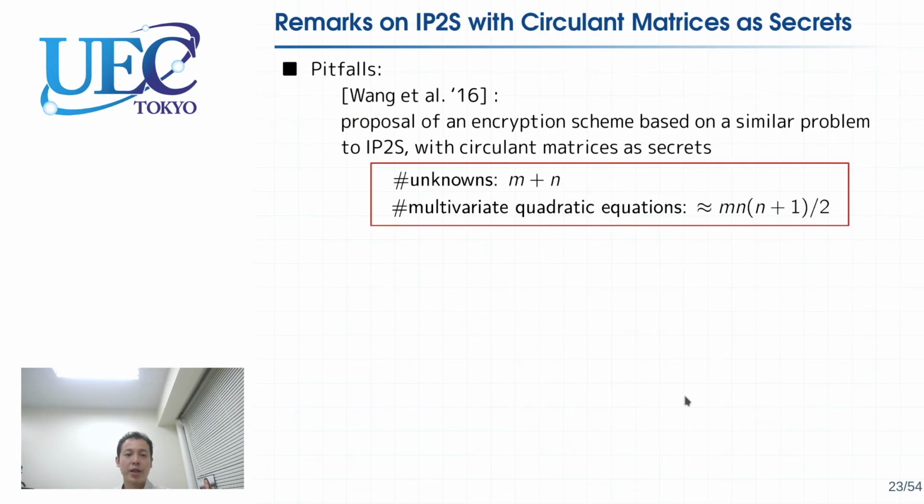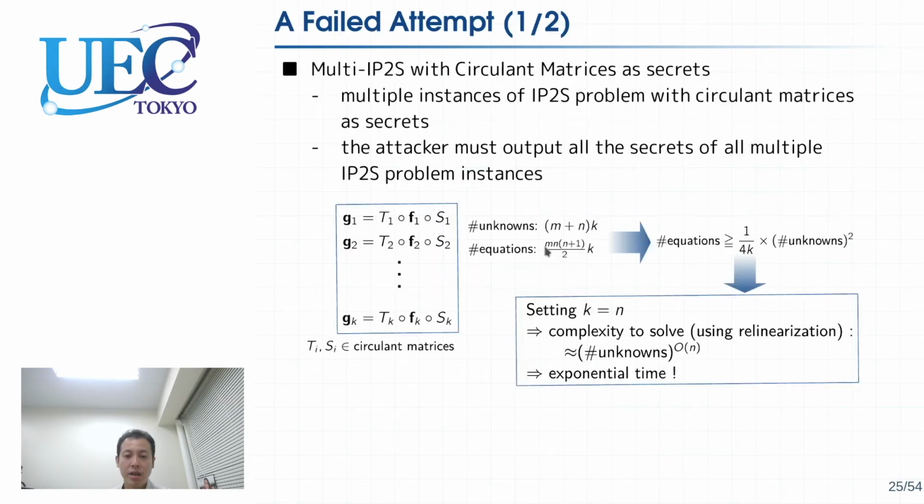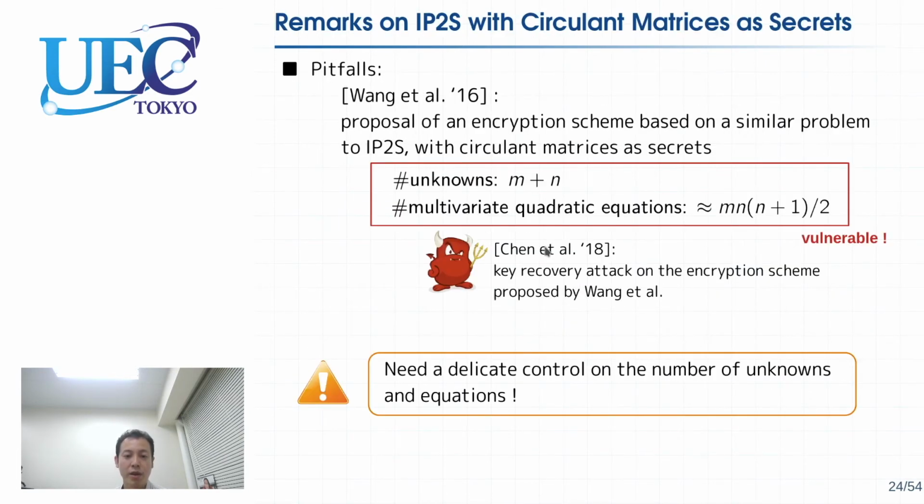And this pitfall is quite common. Wang et al. proposed a similar kind of scheme, directly using circular matrices, and it was broken within 2 years with the same analogy. So actually, in using circular matrices as secrets, we need a delicate control of the number of unknowns and equations.